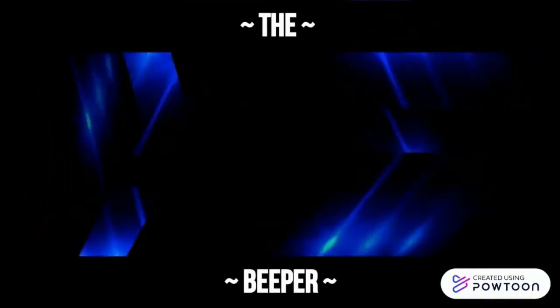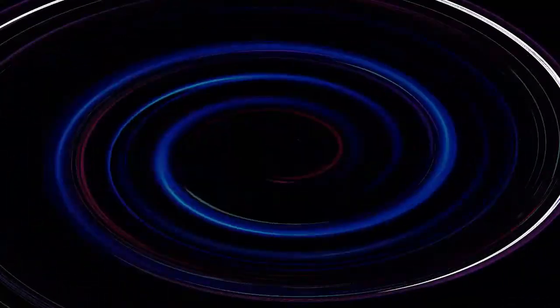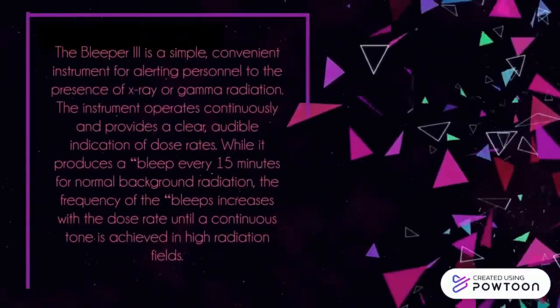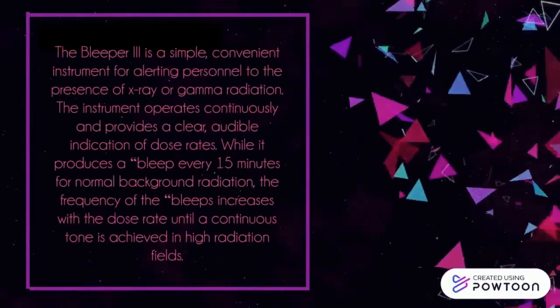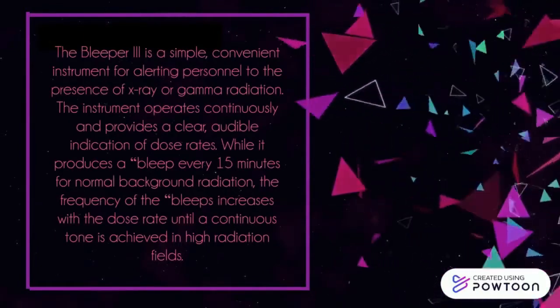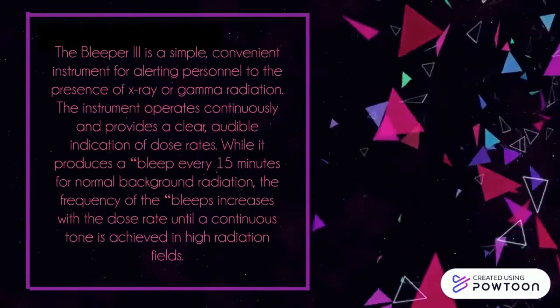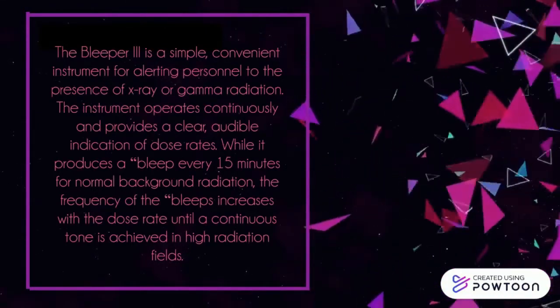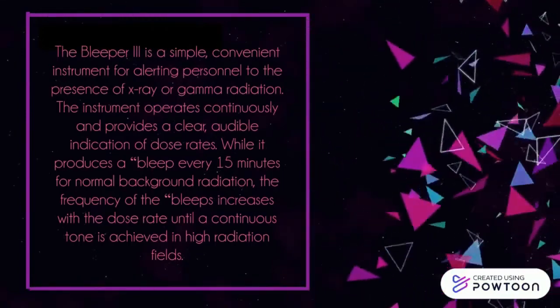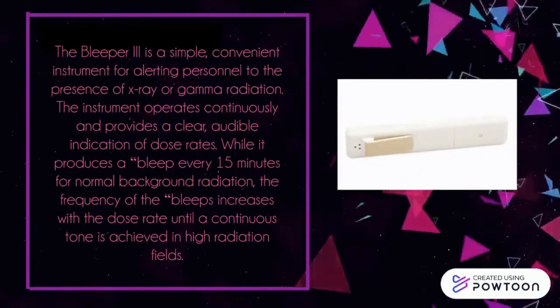Last one is the beeper. The beeper is a simple, convenient instrument for alerting personnel to the presence of X-ray or gamma radiation. The instrument operates continuously and provides a clear, audible indication of those rates. While it produces a blip every 15 minutes for normal background radiation, the frequency of the blips increases with dose rate until a continuous tone is achieved in high radiation fields.